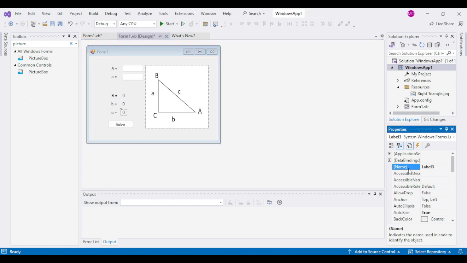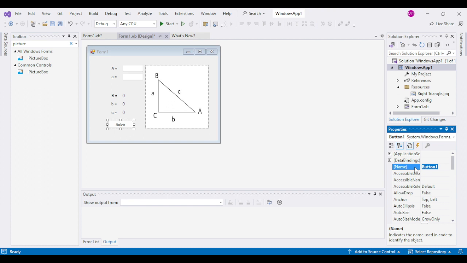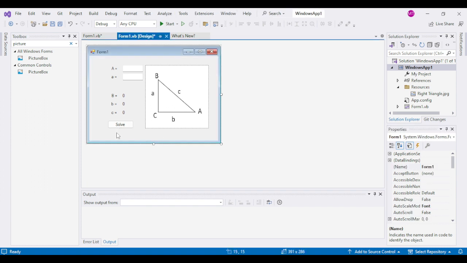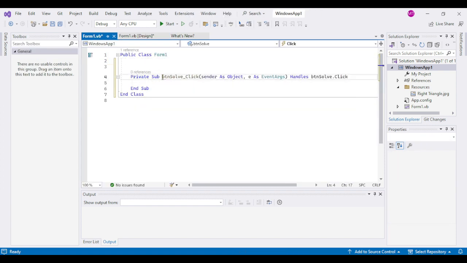I'll call this lblc. Okay, so after renaming our process, our button, I will call this button btn solve. Then double click the button. It will take you to the code window. Be sure that you are in the btn solve underscore click.